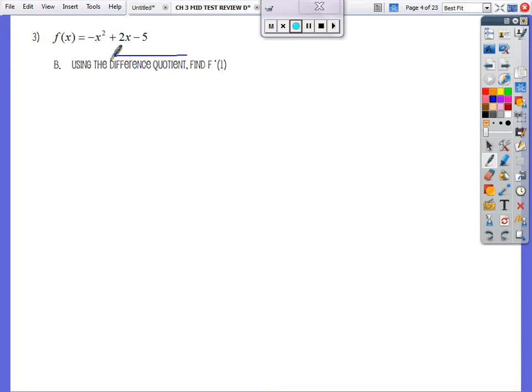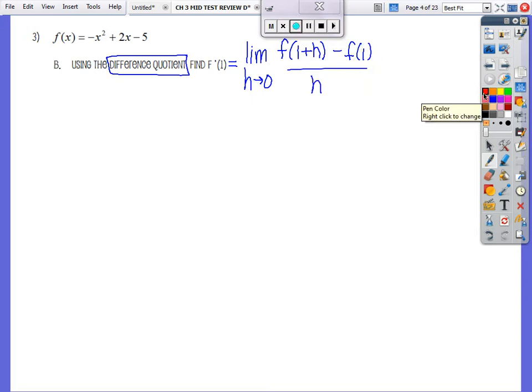So this tells me that I will have to use the limit as h goes to 0 of f of 1 plus h minus f of 1 all over h. I also know, I'll put it right here, I'm going to need f of 1 plus h. To find that, I'm going to take the function, and where you see those parentheses in red, I'm going to input now 1 plus h.